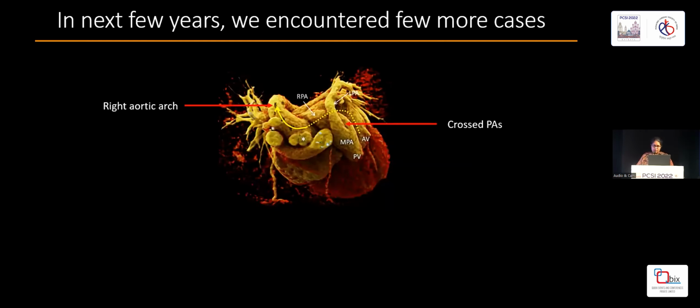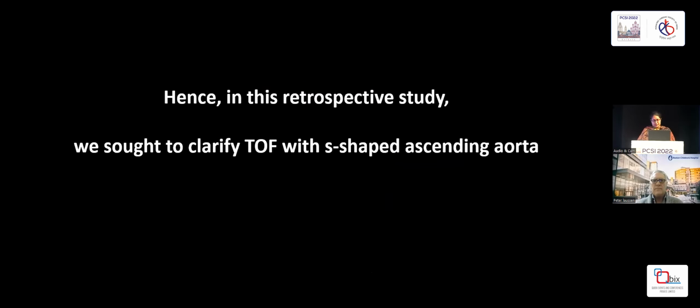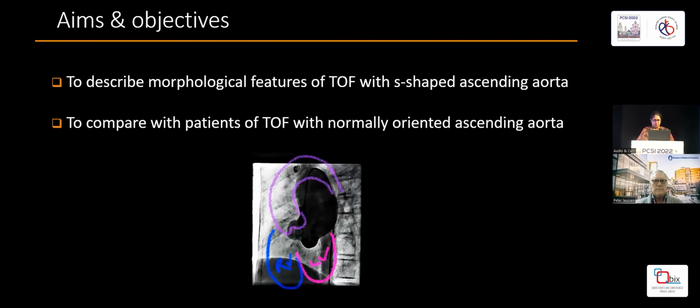As we looked into the 3D imaging of these patients from the head end, we found that the orientation of the ascending aorta gave an impression of an S, taking two different curves, and hence we named it so. However, we did not find any similar description in the literature. Hence, in this retrospective study, we sought to clarify the anatomy of this S-shaped ascending aorta with TOF. We wanted to clarify the morphological features and also to compare them with normally oriented ascending aorta.